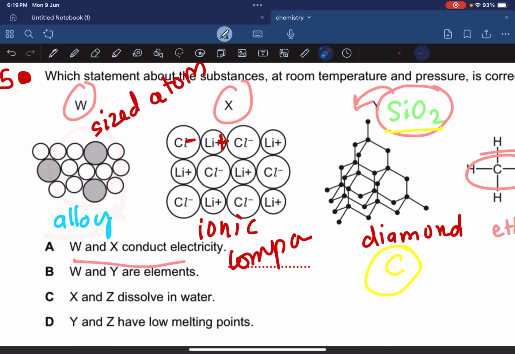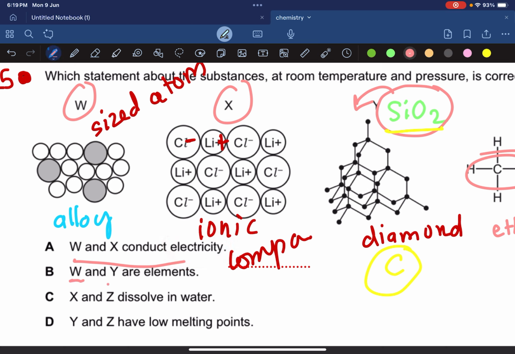Why? Because they are made up of metals. And X would conduct, but not in solid state, in a liquid state. So let's just leave it for the time, because the examiner has not specified whether it is solid or liquid. Let's read the other options.